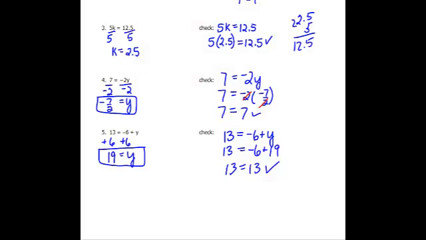For number 4, I got -7/2. And when I check that, notice how nice it is to have left that in fractional form. Then I can just multiply, the 2's canceled, and so did actually my negatives cancel. Negative times negative is positive. Then in number 5, I got 19, and 19 and -6 is 13.